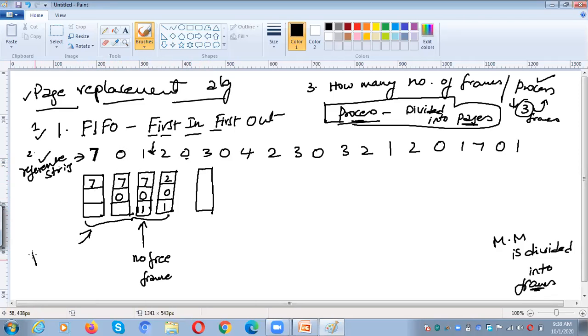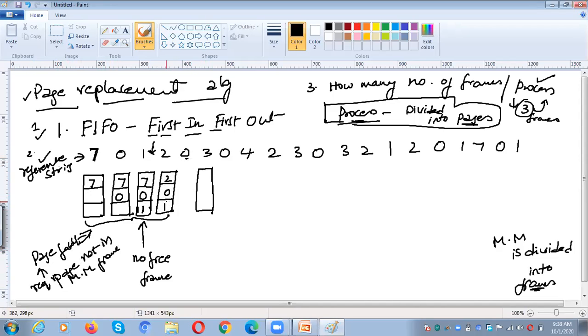Page fault. Page fault means the required page is not in the main memory frame. That is called a page fault. So whenever there is a page fault, we need to take the page from secondary memory and keep it into the main memory, right? Like that, here 3 is not available in the main memory frame. So you need to bring this particular page from secondary memory to the main memory frame. But in the main memory, there is no free frame.